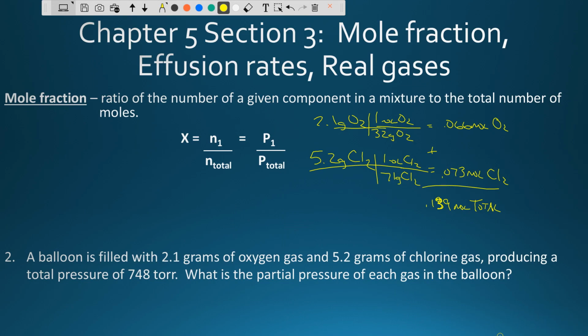They want to know the partial pressure of each gas in the balloon. Okay? Well, if I take a look at that, and I want to see the mole fraction in there, okay, I want to know the total pressure, the partial pressure, and we know that the total pressure is 748 torr. Okay, so the total pressure, where is it? Here it is. The total pressure is going to be 748. Well, this is a mole fraction problem. So it's basically saying I want to know the individual parts.